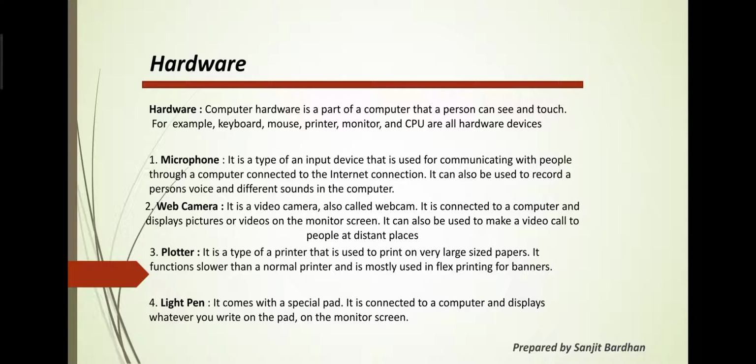The next hardware device is the plotter. A plotter is a type of printer that is used to print on very large size paper. It functions slower than a normal printer and is mostly used in flexi print for banners. The last hardware device is the light pen. It comes with a special pad. It is connected to a computer and displays whatever you write on the pad on the monitor screen. Now move on to the next page.